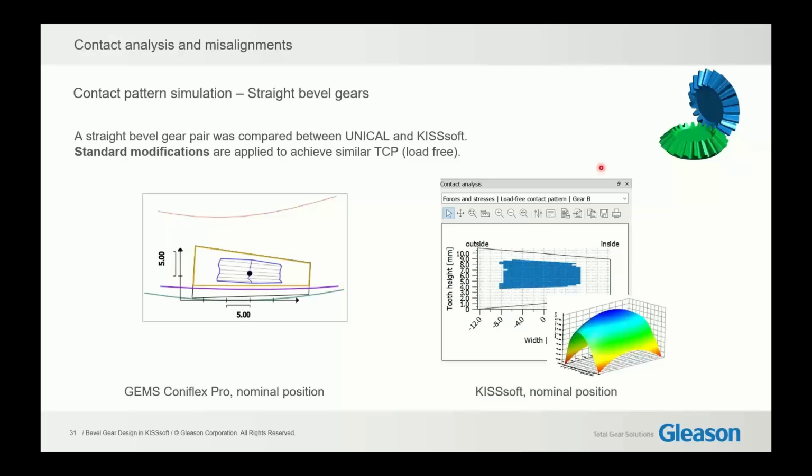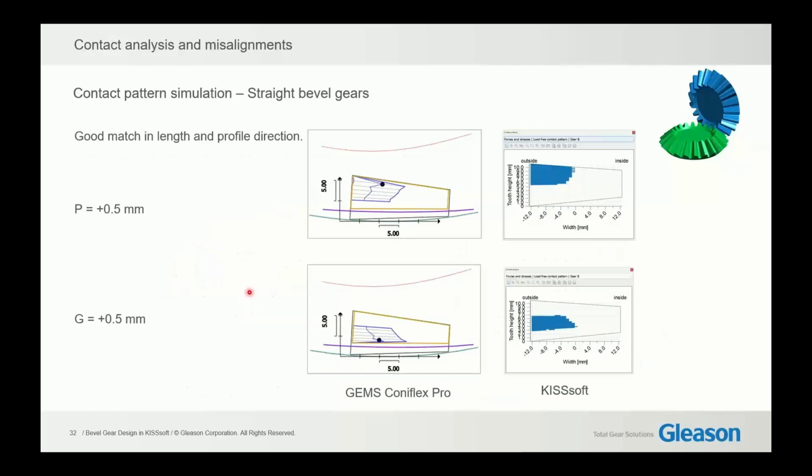For the contact analysis, I would like to show you some results, starting with a straight bevel gear. In KISSsoft, we did a design which is very close to a design from Coniflex Pro, and we can see in the nominal position an identical contact pattern. When we now apply misalignments for pinion and for gear, we can see the corresponding results on the contact pattern between the GEMS software and the KISSsoft software, and this is a very good match.